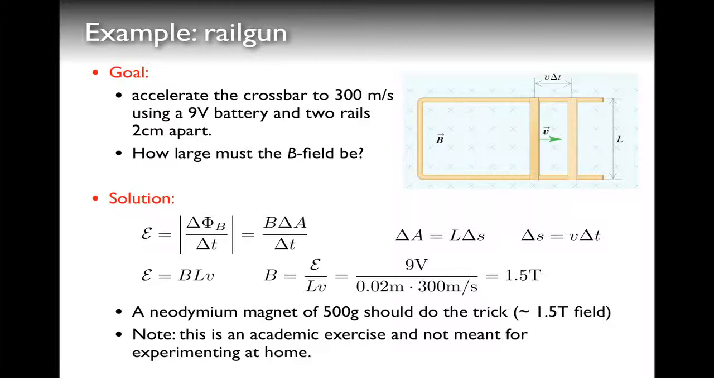divided by time. When we plug everything in, we obtain that E is going to be B times L ds, which is the same thing as B times L V dt divided by dt, and the result we obtain is magnetic field times the length of the bar times the velocity v. This allows us to solve for B, and we obtain 1.5 Tesla. So any strong neodymium magnet of about 500 grams should be able to do the trick.